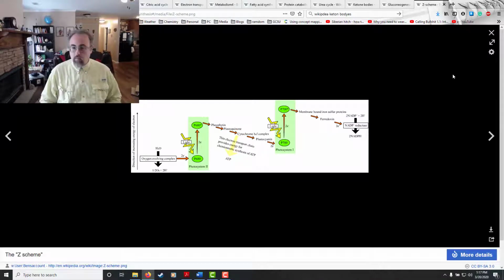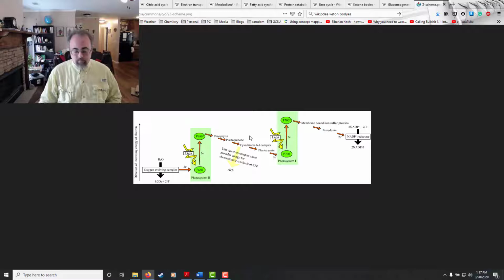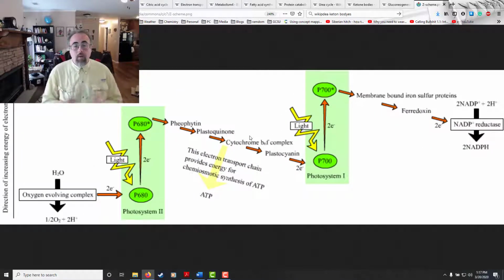Now, we can look at this a little bit differently. Let's make this bigger. There we go, we're bigger. Okay, so you start out, you've got the oxygen evolving complex. That's going to pull electrons from water. Once again, it's basically the exact opposite of what complex 4 was doing. You're pulling electrons from water, you're making the oxygen in the process. Oxygen, once again, is a byproduct for this guy.